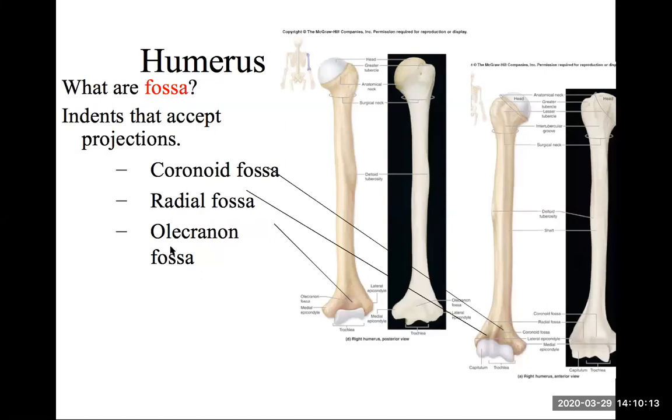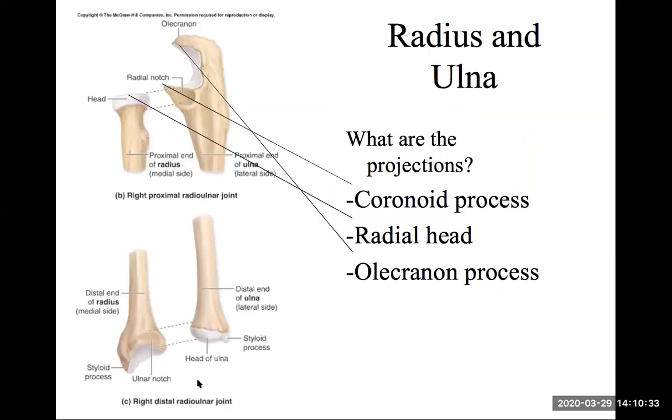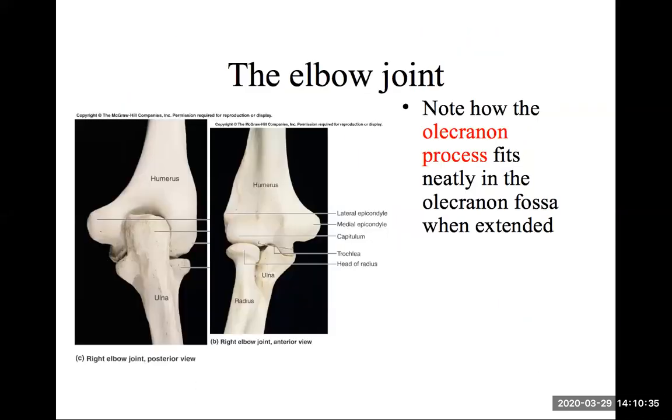So notice a lot of these names are similar. So as you're tackling all of these different structures, if you can understand how they fit together, which is difficult to do without actually having the skeletal material to study, the similarity in names reflects the interactions between, in this case, projections and fossae. So if you take a look, this is showing you the elbow joint.